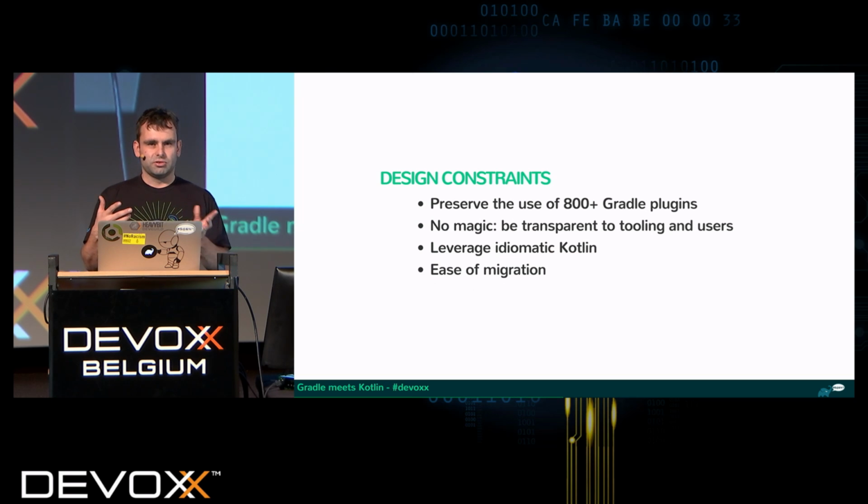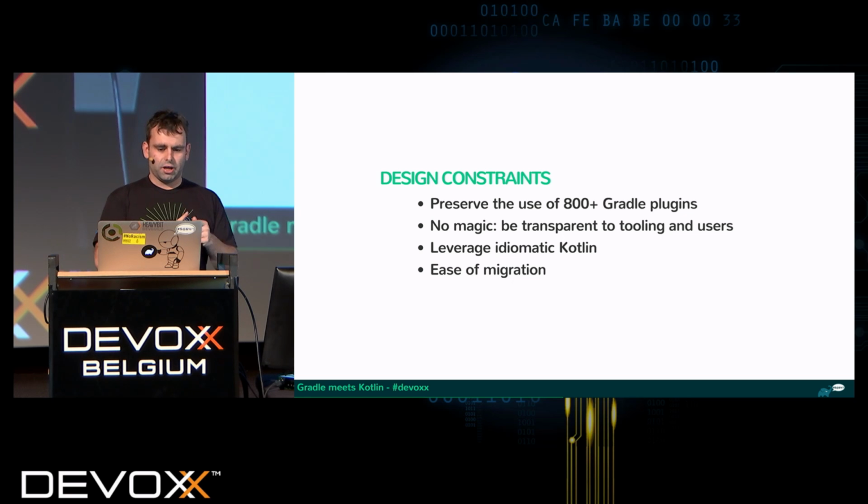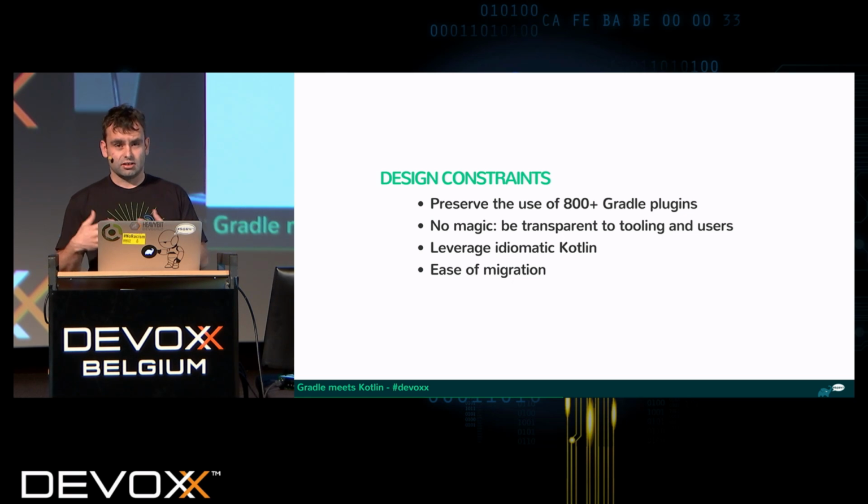Yeah, there have been some design constraints when you think about moving to a different language or supporting another language as a DSL backend. There are some constraints in the Gradle world. We have something like 800 plus Gradle plugins in our plugin portal at the moment, and they should work out of the box, right? It should not be necessary, if you write your build script in Kotlin, that you rely on new plugins. That should work out of the box.